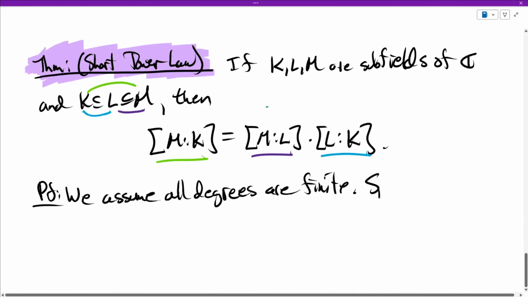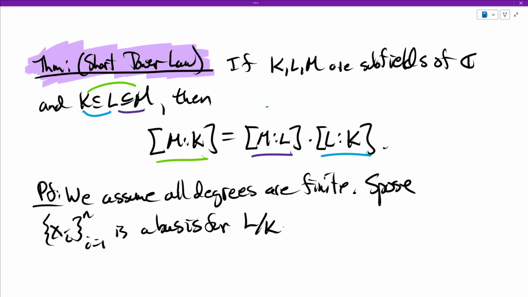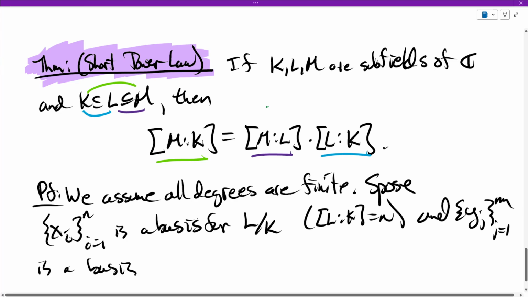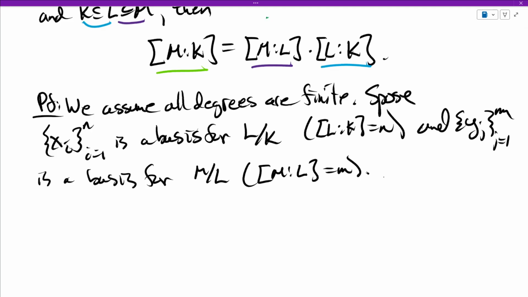So suppose x_i, i equals 1 to n, is a basis for L over K. All I'm saying is the degree is n, and that is a basis. And y_j, j equals 1 to m, is a basis for M over L. And again, all this is saying is that I have an explicit basis, and this degree is m.